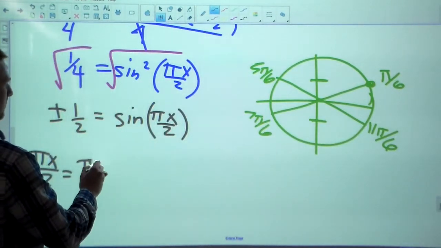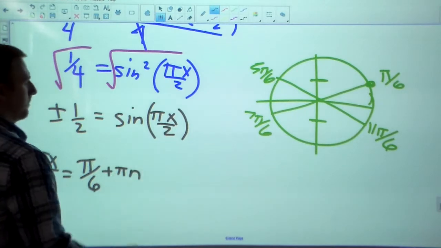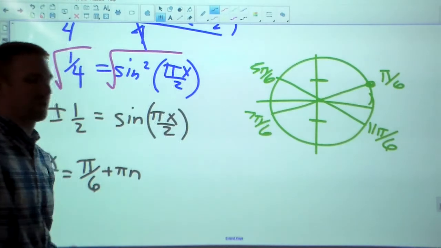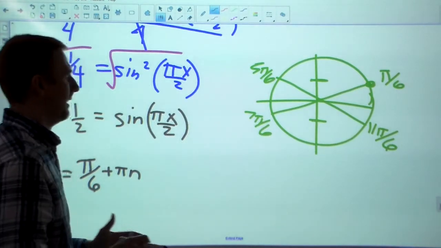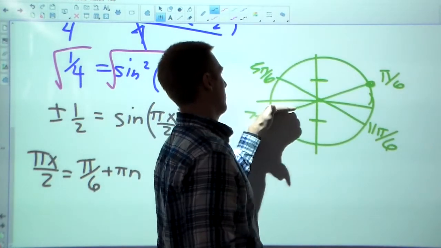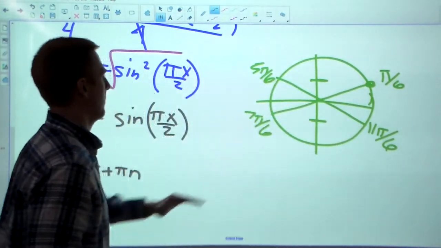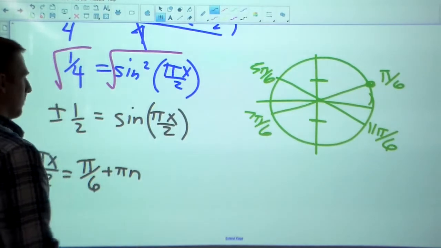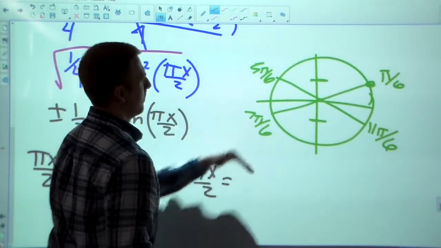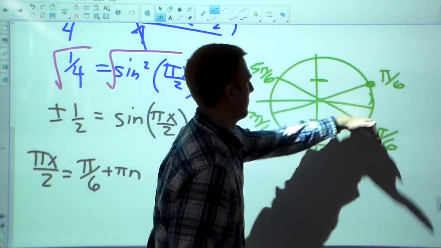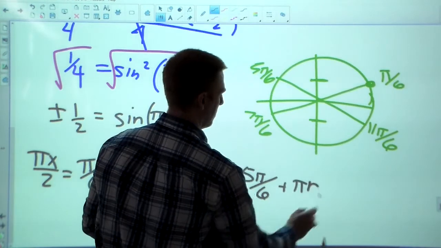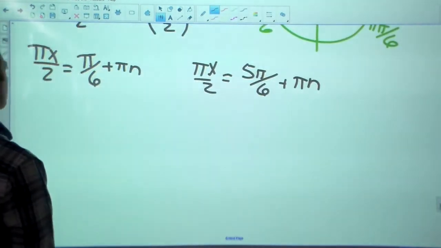I can say pi over 6 plus pi n, instead of doing 4 separate problems here. It just looks nicer, it's quicker, it's more efficient. So there's really no reason to do 4 separate problems here. Pi over 6 and half a circle, so pi radians later is this same angle right there. So that's the way I'm going to work that part. And also pi x over 2 would be 5 pi over 6 plus half a circle. So 5 pi over 6 plus pi n. Now let's wrap that up.